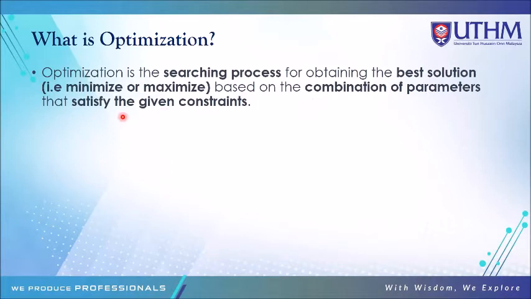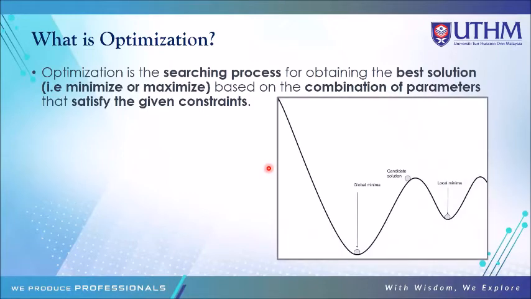So in optimization, we have three main important parts. First of all, our objective. In the optimization, we must have an objective, whether we want to minimize or maximize. And then we have our parameters, what parameter we want to minimize, for example. And of course those parameters have their own constraint. I will discuss in detail in the next slide.